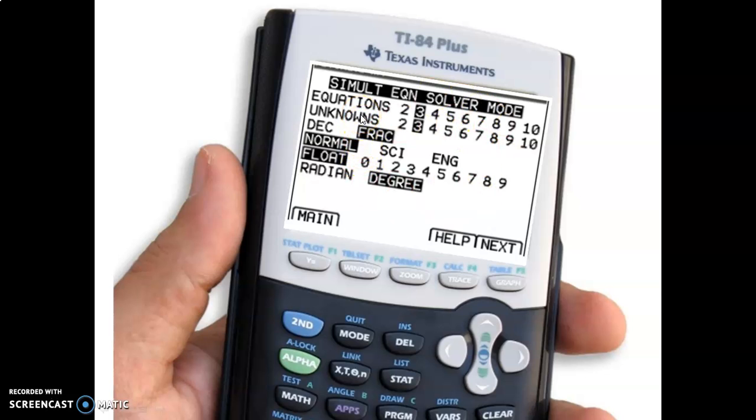Okay, we are working with a system of 3 equations, so I think by default it's going to have 2 here, because often we just solve systems of 2 equations, but this is a system of 3 equations, so make sure this is 3 here and this is 3. 3 unknown variables, 3 equations.